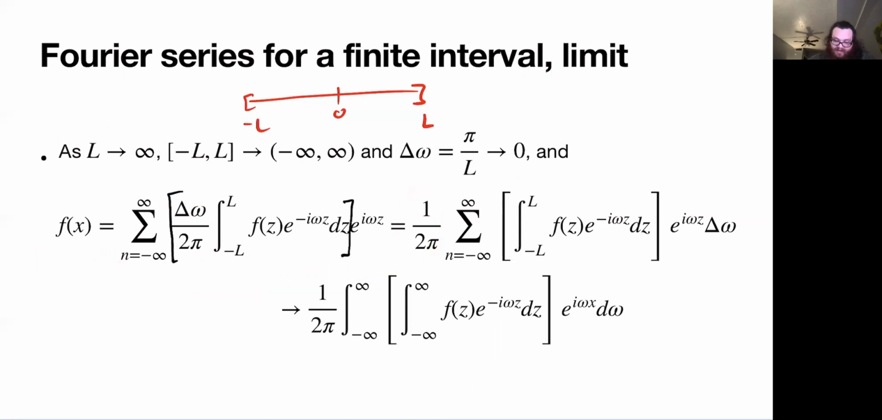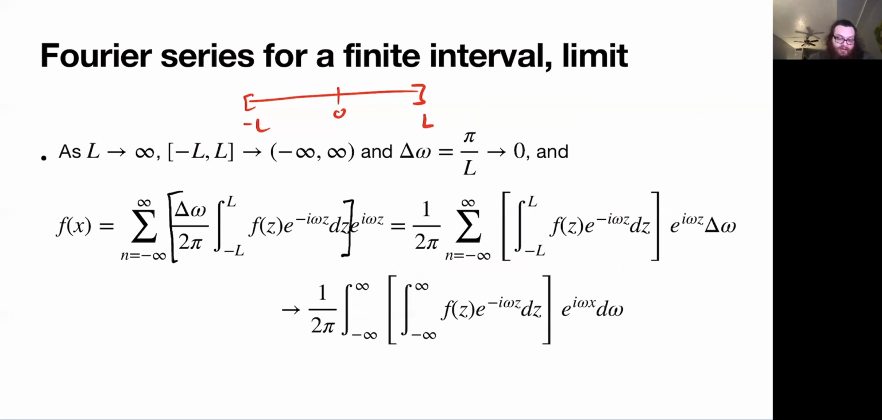And we're going to take this delta omega, which again depends on n, and we're going to take this delta omega all the way over here. Okay. So then we end up with this expression right here. Right?